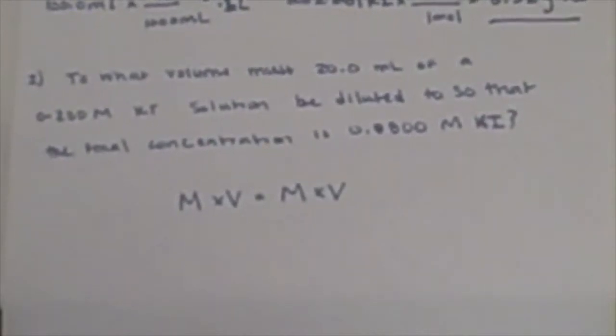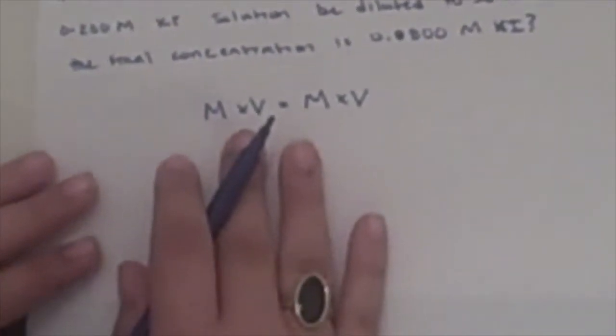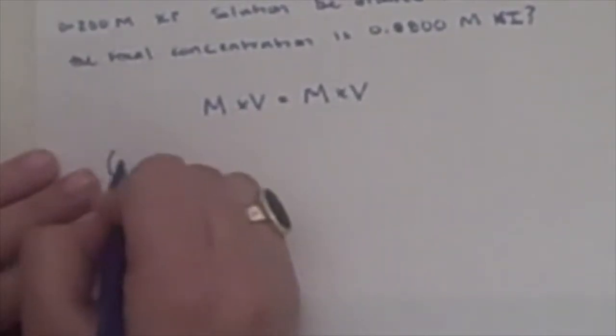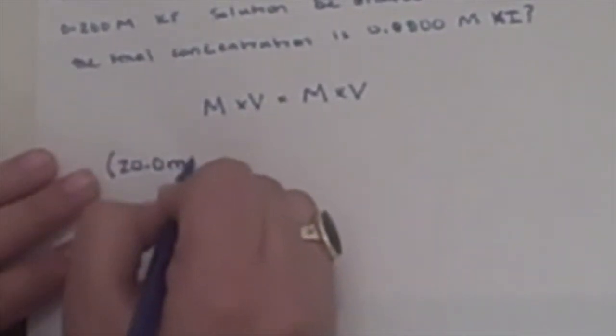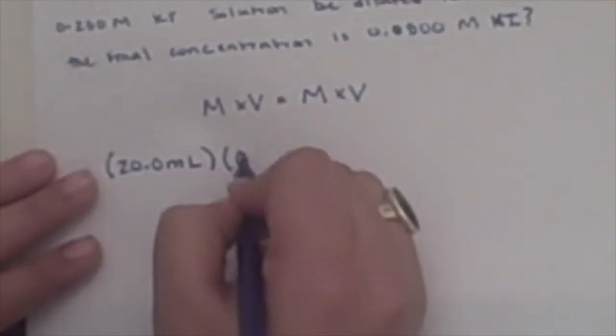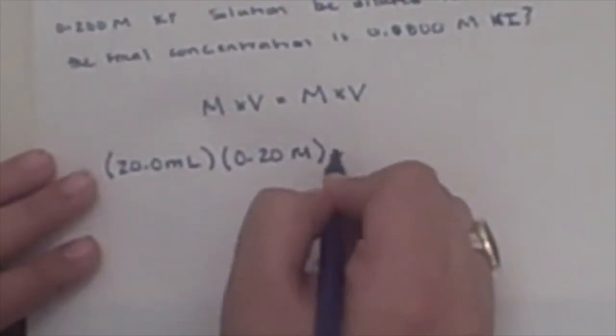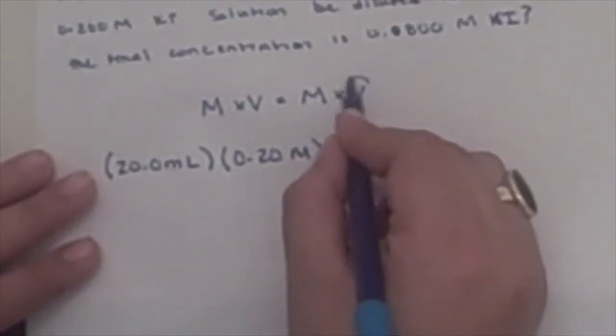So the second question is, to what volume must 20 milliliters of a 0.2 molarity potassium iodide solution be diluted so that the final concentration is 0.08 molarity of potassium iodide? So they give us what we have already prepared. Let's start with that. If we have 20 milliliters and 0.2 molarity, and we're trying to find out the volume.